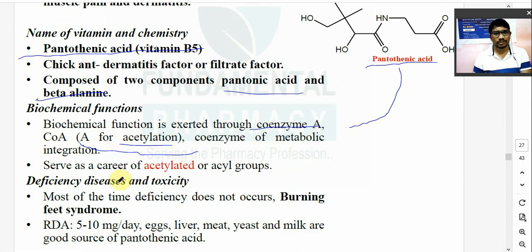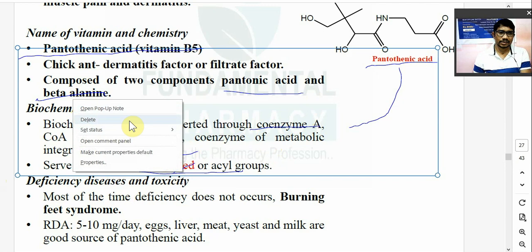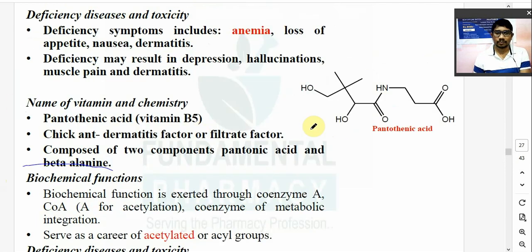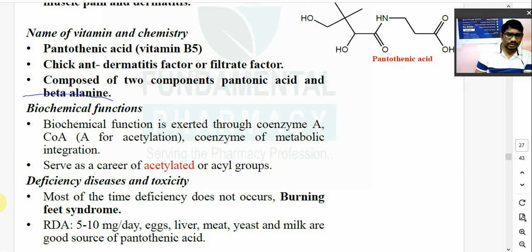So it is a coenzyme responsible for the metabolic integration. Also pantothenic acid serves as a carrier for acetyl groups or acyl groups. Sorry, acetylate नहीं है, acetyl group है. So it is a fusion of pantothenic acid plus beta alanine. Next we'll see deficiency symptoms of this pantothenic acid.